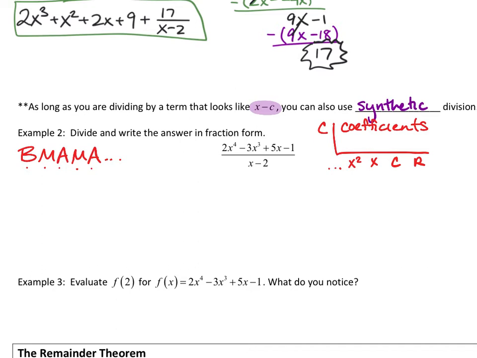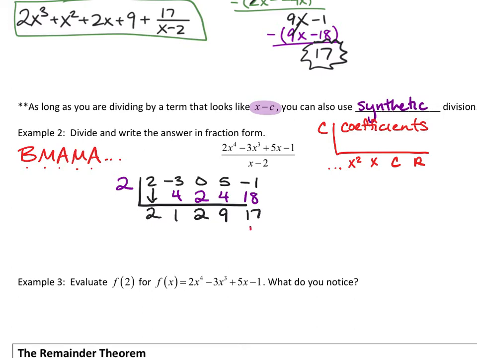Let's set this up. So we have our upside down synthetic division box. Our c value is 2 because x minus c, so x minus 2, that means c is 2. And we're going to list out just the coefficients: 2, negative 3, 0, 5, and negative 1. That means we bring down, and then we multiply. 2 times 2 is 4. Then we add straight down. Negative 3 plus 4 is 1. Then we multiply. 2 times 1 is 2. Add. Multiply. Add. Multiply. Add.